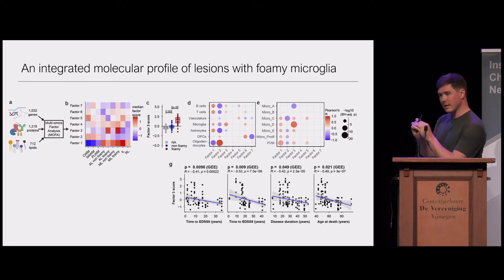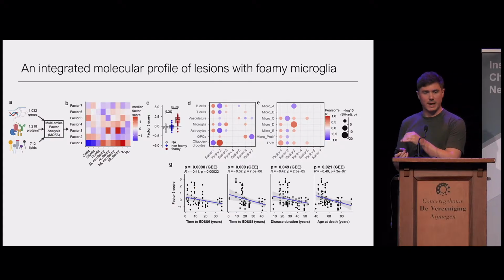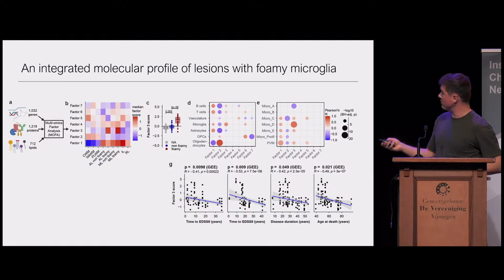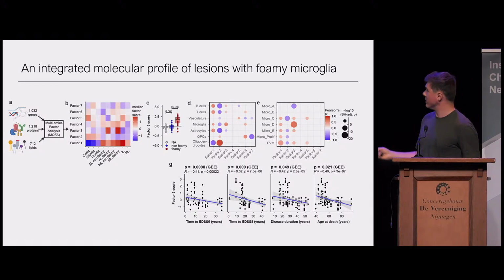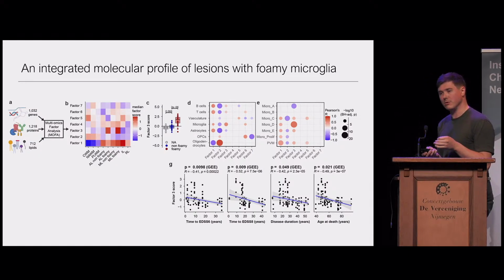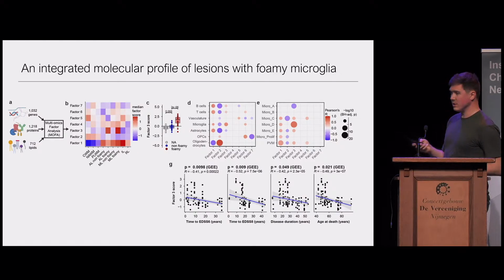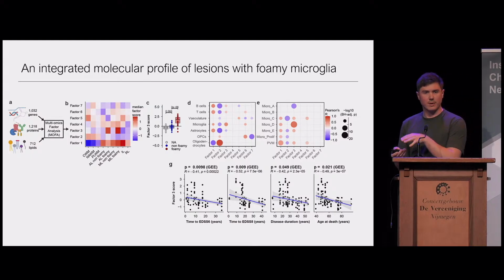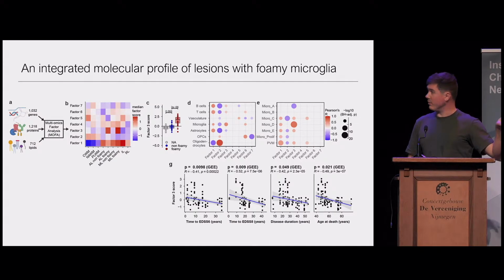If we now correlate these factor values back to the clinical progression data of the patients where these samples came from, we do see correlations between the score on factor 3 and the same progression markers that we use to assess their clinical trajectory. And we see that samples that have a high factor 3 score almost exclusively come from patients with a very fast disease progression.